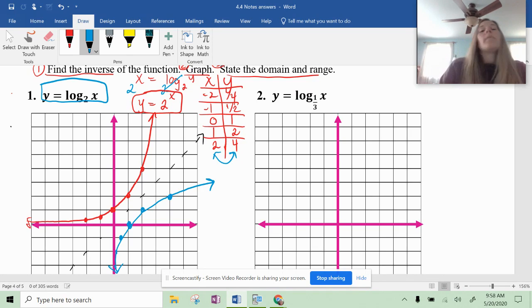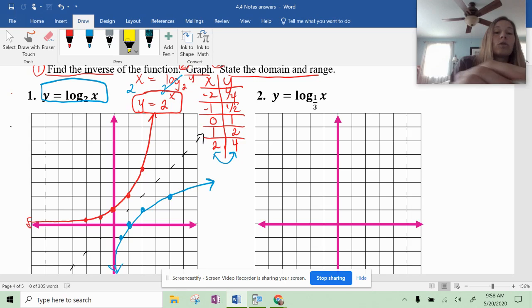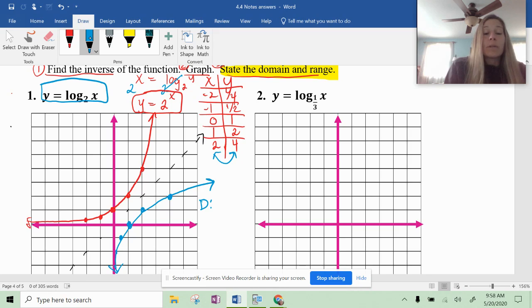Now it says state the domain and the range. Now we're talking about the domain and the range of the log function, right? So the domain here, the x values, is where the restriction is. So if you were doing your domain and range for the exponential function, like we just did in earlier chapters, we know the domain is all real numbers, and the range is the y's are all greater than 0 in this case, right? When we do the log function, this time it's the x values that are restricted.